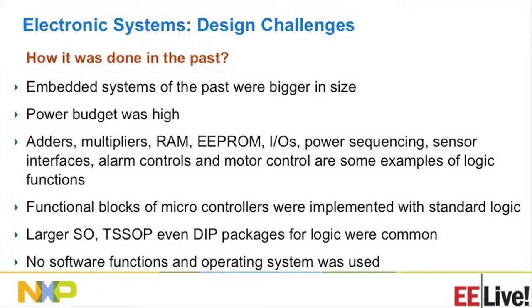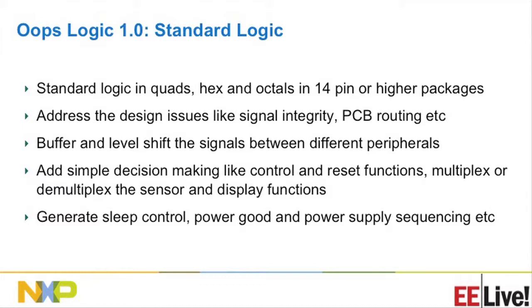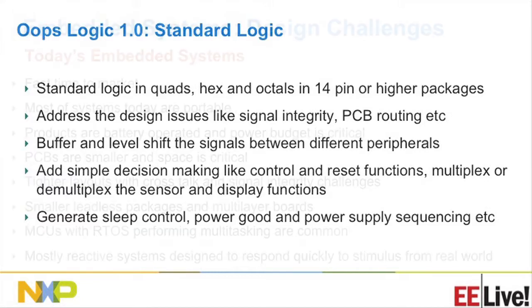The systems were bigger, the packages were bigger, and most of the popular packages were DIP, TSSOPs and SOs. And as I said, the standard logic offered was in quads, so you would find 4 functions, 6, maybe 8 in one package, right? We would be addressing the design issues like signal integrity, PCB routing, in addition to the core functions that were done by logic at that time. Popular functions back then were buffers, level shifters, and some simple decision making like control and reset functions. That is still not changed as of today.